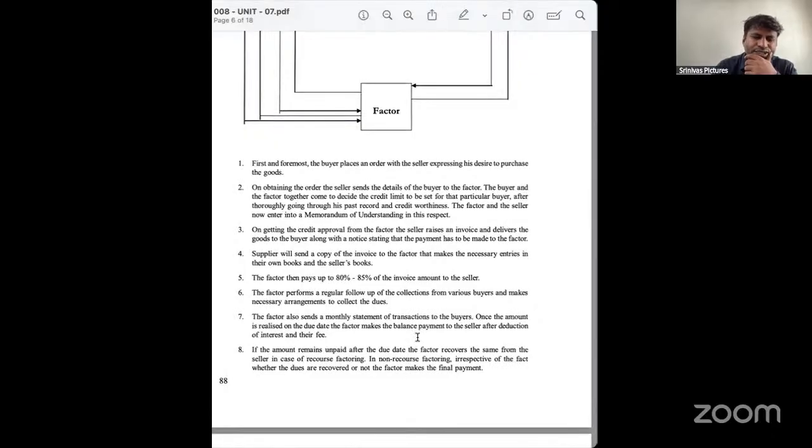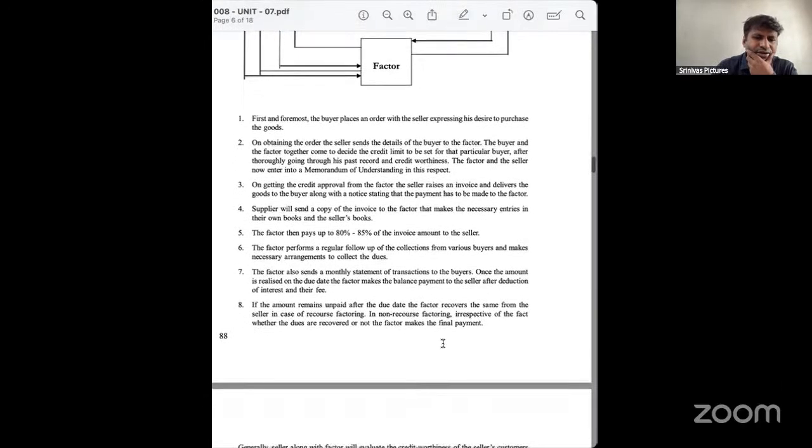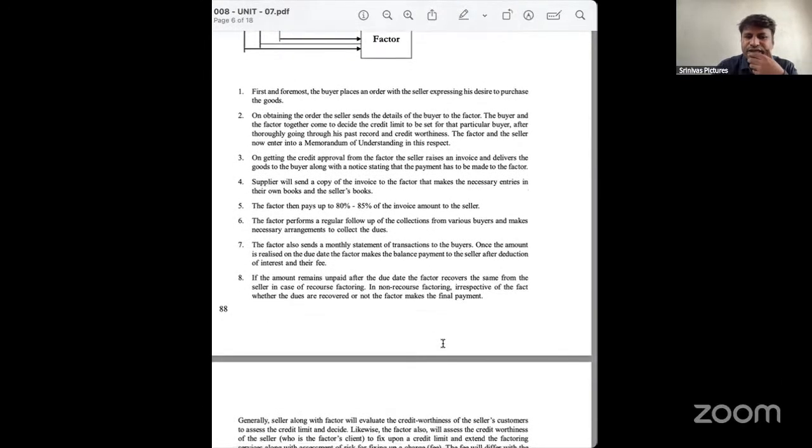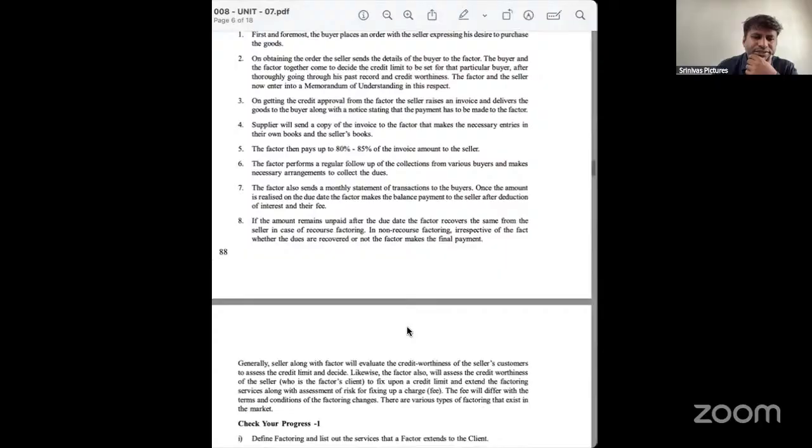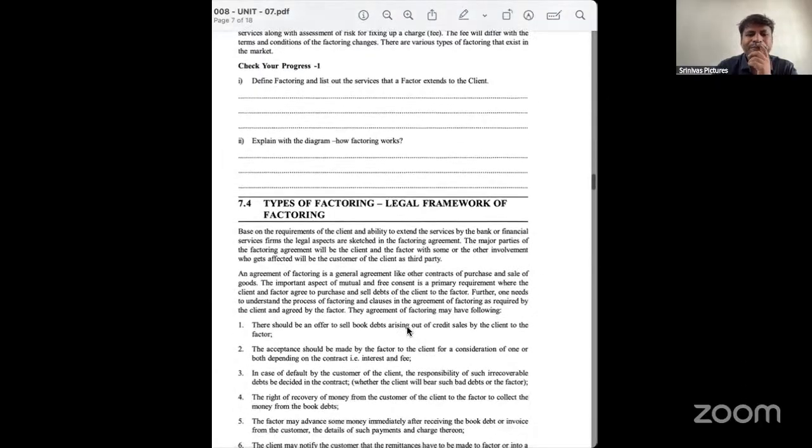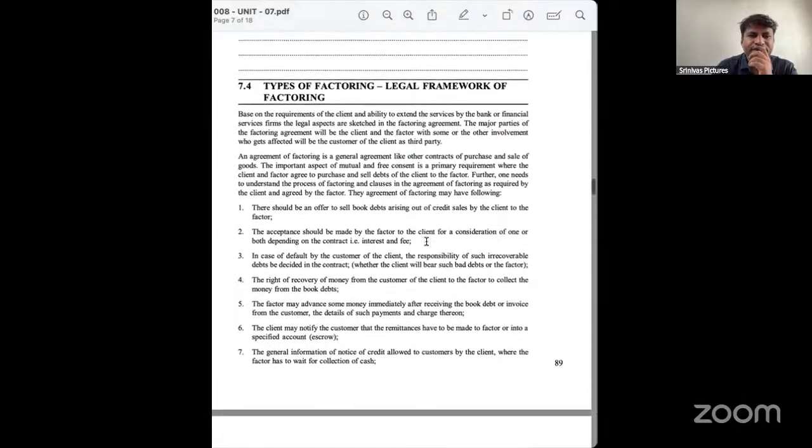Once the amount is realized on the due date, the factor makes the balance payment to the seller after deduction of interest. If the amount remains unpaid on the due date, the factor recovers the same from the seller in case of recourse factoring. In non-recourse factoring, irrespective of whether the dues are recovered or not, the factor makes the final payment. So this is the process.